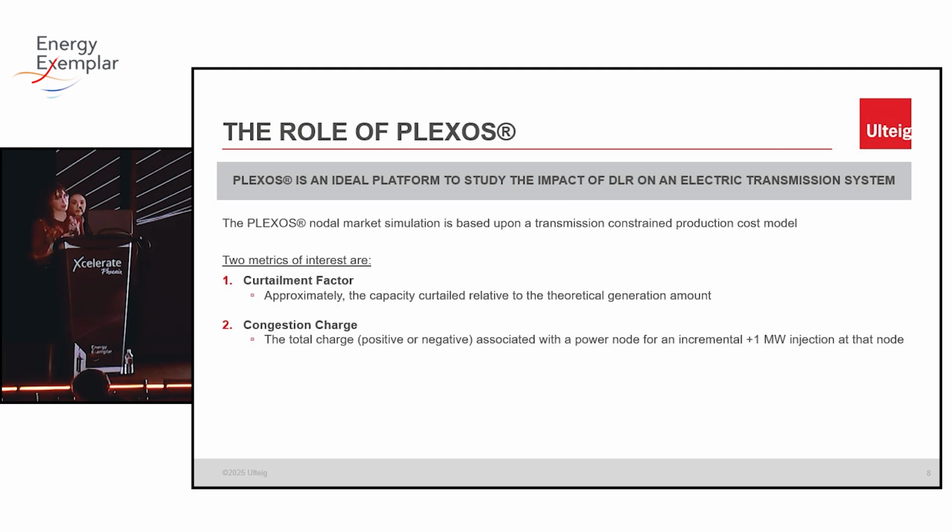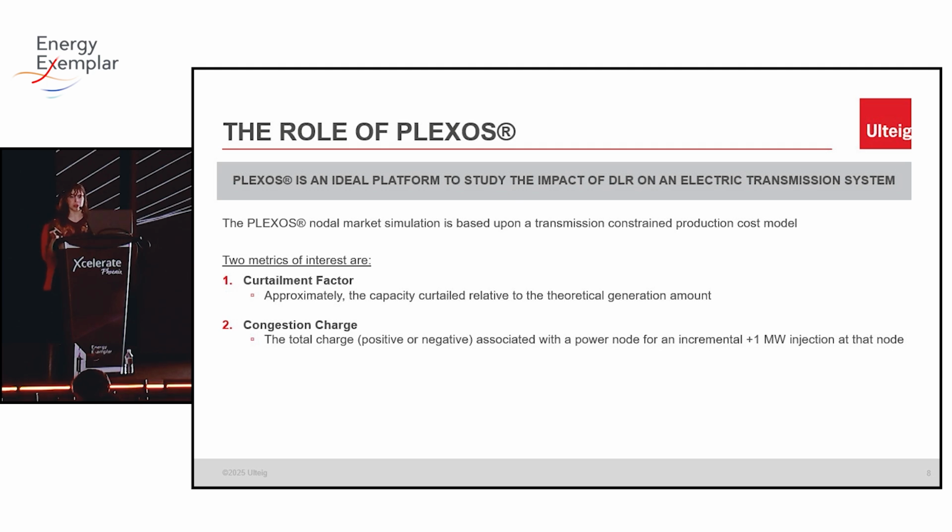From the vast outputs that come from a PLEXOS simulation, there are two metrics that I want to point out that are specifically relevant for this research. Before we dive into any more of the nitty-gritty details, I just want to define them explicitly so that we're all on the same page. Those are the curtailment factor and the congestion charge. First, the curtailment factor is approximately the capacity curtailed relative to the theoretical generation amount. Then, the congestion charge is the sum of congestion charges for all relevant transmission lines associated with a single power node or bus when there is a +1 megawatt injection at that bus.